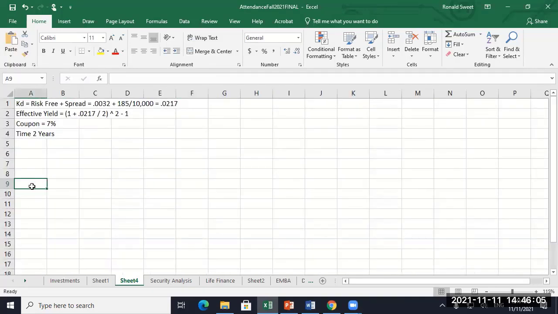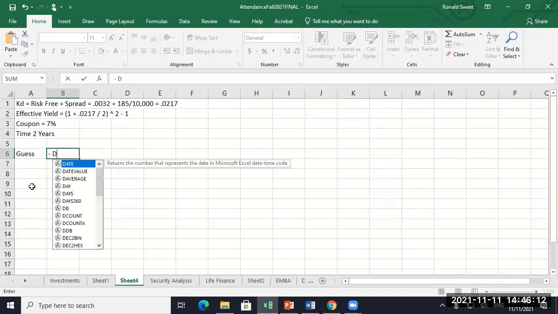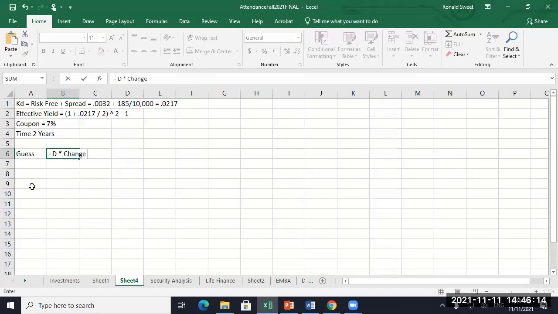Then what are we gonna do? Well, let's start off with the guess. You don't have to do the guess, but we do the guess. So minus duration times the change in yield. For a two-year bond, I think I'd assume a duration of like 1.9, especially as low as interest rates are here. So I'm going to say minus 1.9 times. How did yields change? Well, the bond is currently paying 0.0217, but when it was issued, it was 7%.